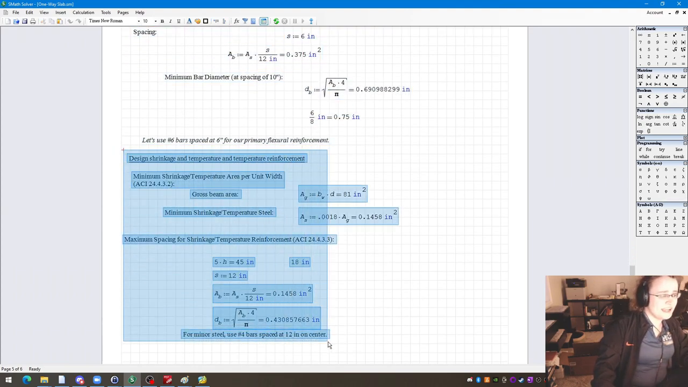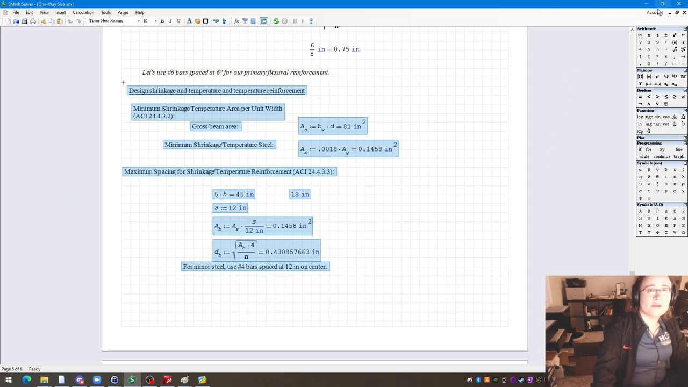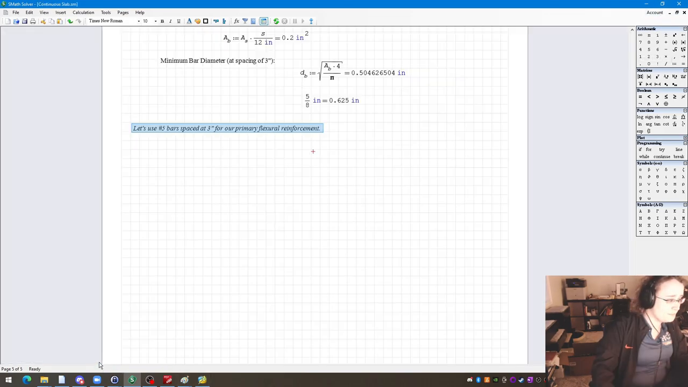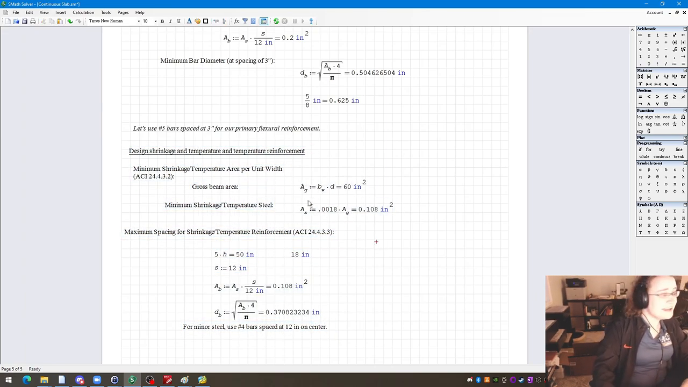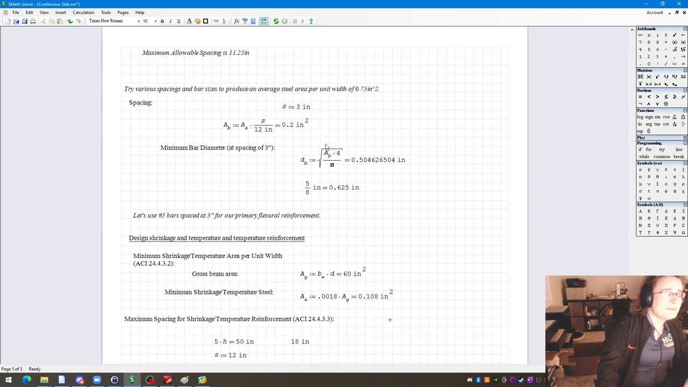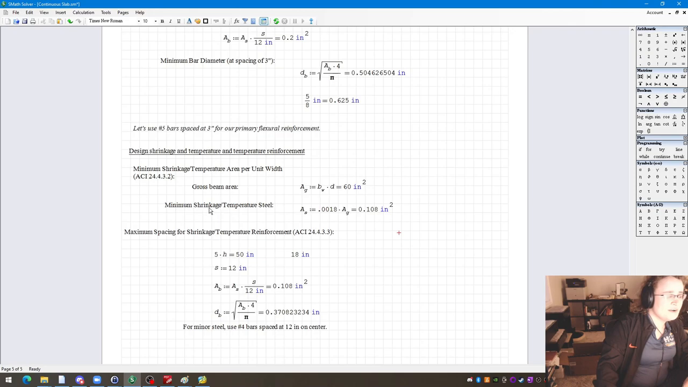Okay, let's go ahead and design the temperature and shrinkage steel. Our gross beam area is going to be this. We have a gross beam width of 1 inch and a depth of 5 inches, half beam height. So here, by multiplying 0.018 times our gross area, we get a required shrinkage steel of 0.108 square inches per unit width of beam.